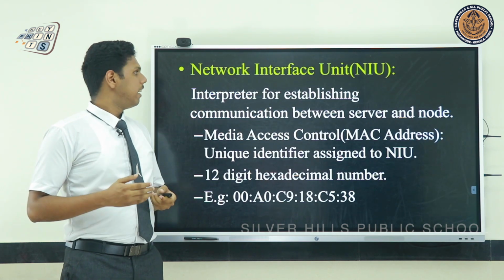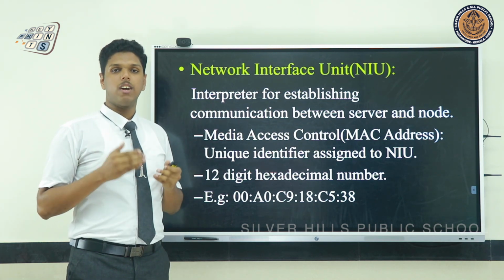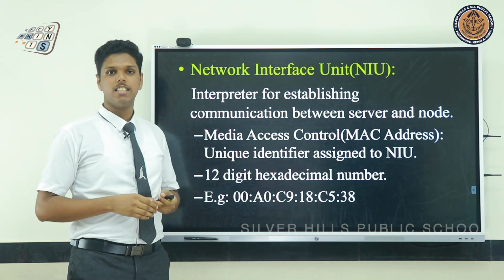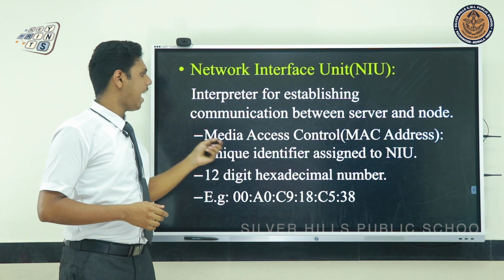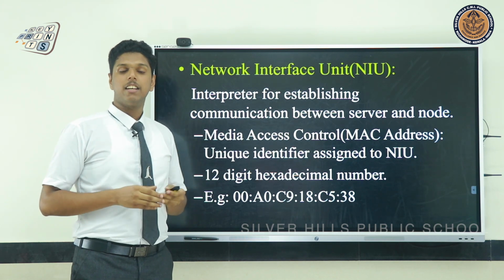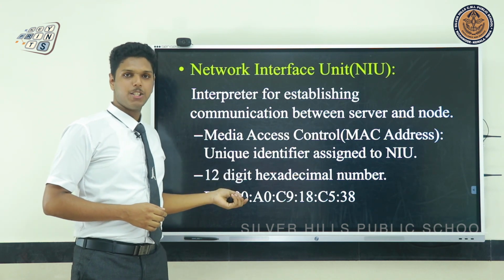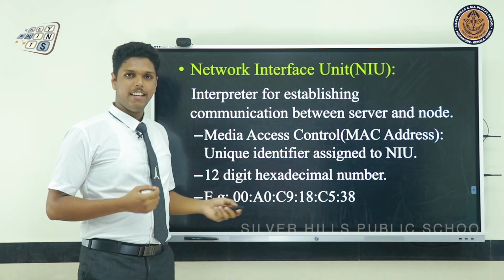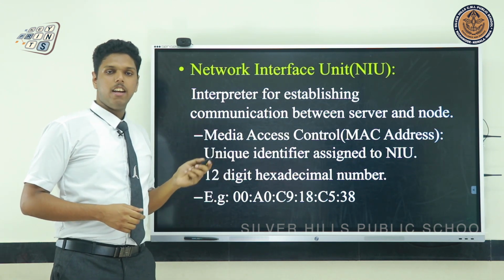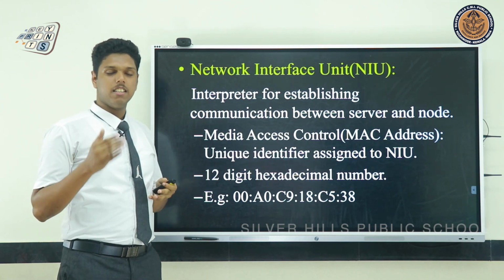And next comes the Network Interface Unit or NIU. So NIU is actually responsible for connecting each server to several nodes. So they consist of a unique address known as MAC address or Media Access Control address. With this address, each server is then connected to several nodes. As you can see in this example, the first half consists of the manufacturer ID and the next half consists of the ID number. With this unique 12-digit hexadecimal number, each NIU is connected to several nodes and they act as a link between servers and nodes.